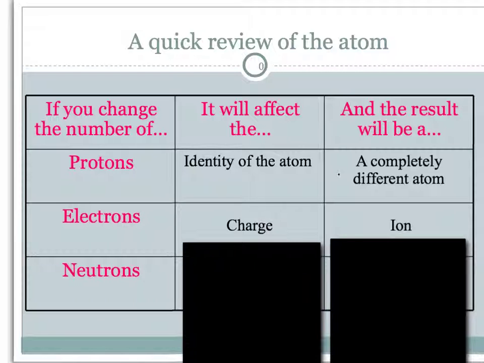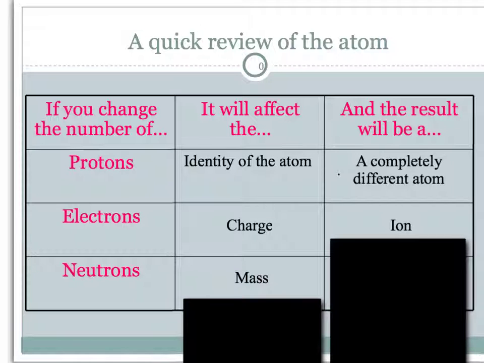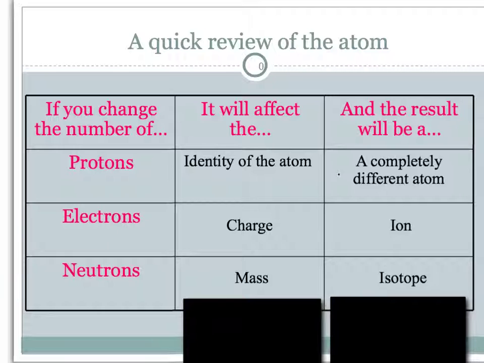We just finished with that conversation. Another thing that we talked about is neutrons. If you change the neutrons, it will change the mass, and the result will be an isotope. So today we're going to learn how to put that all together.